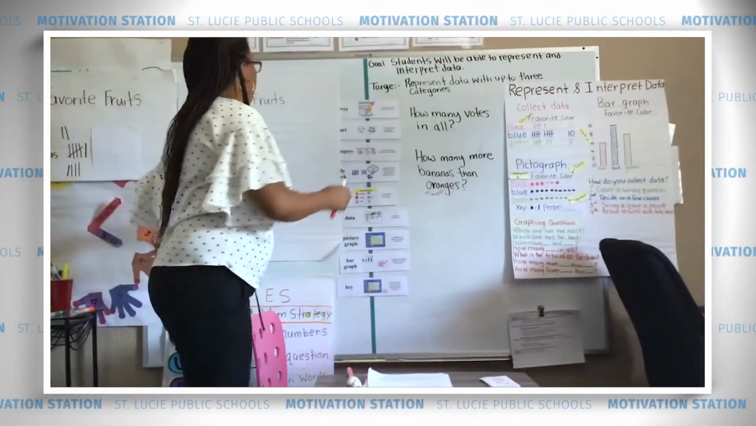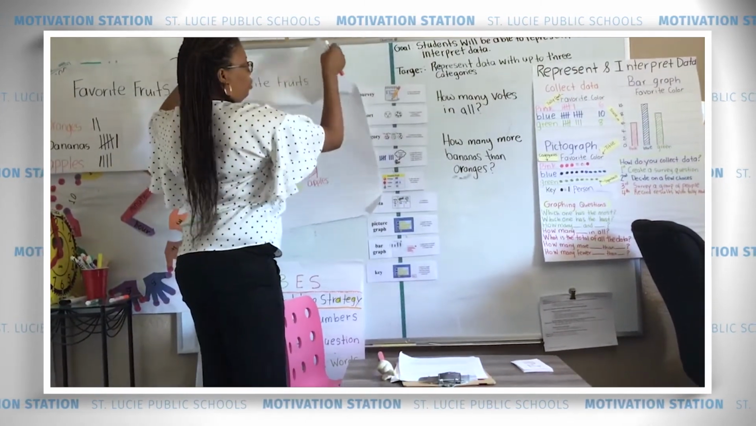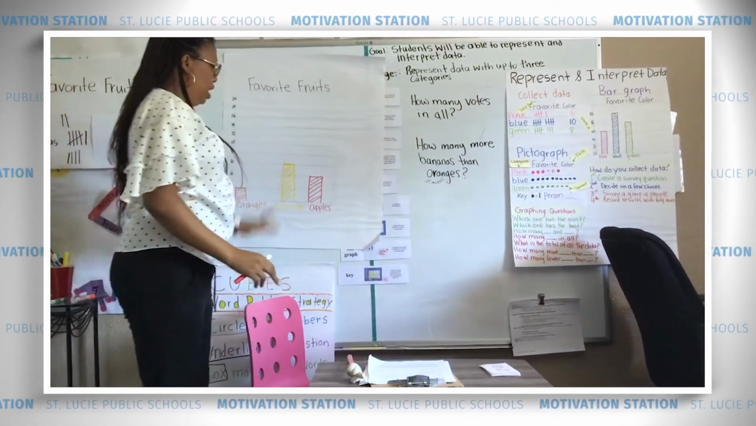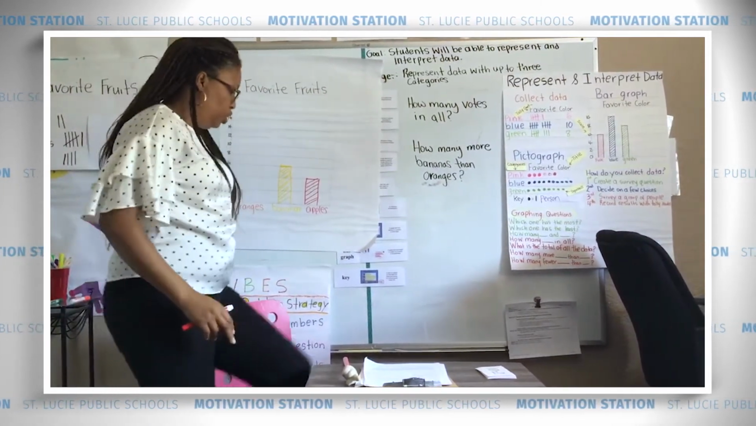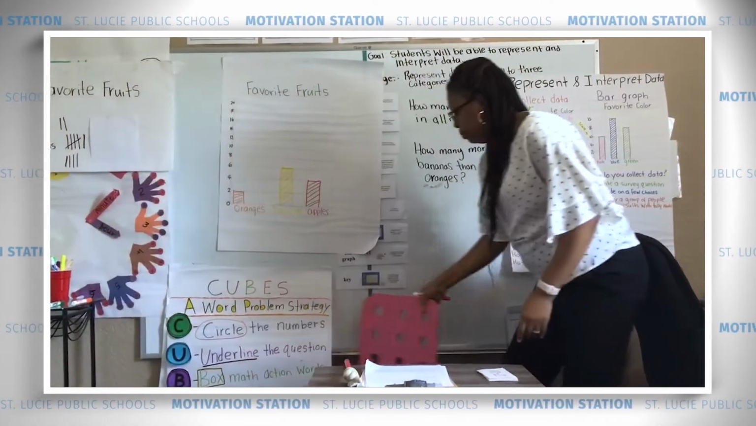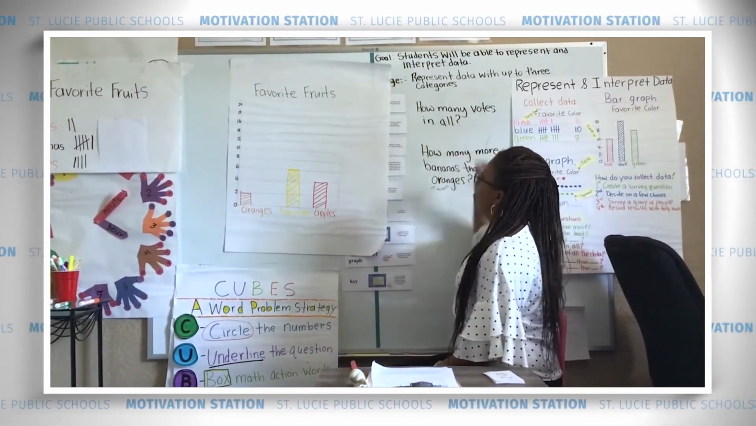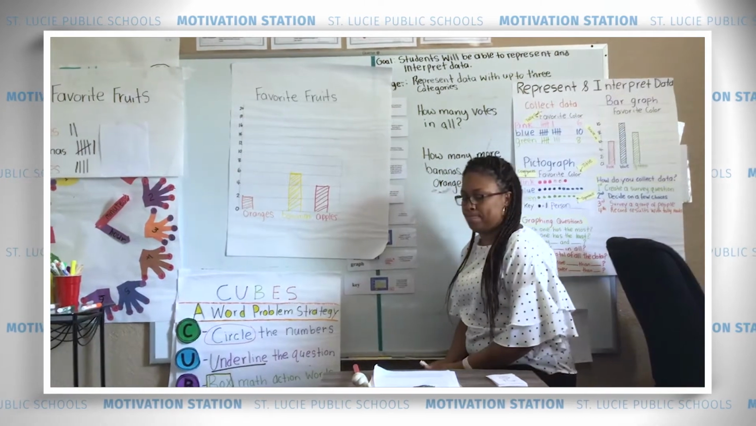So make sure you're looking right here. Let me make sure I put it closer to my questions. All right, so here's the information here that I need you to use. Let me get out of the way. And okay, so my first question is, how many votes in all?